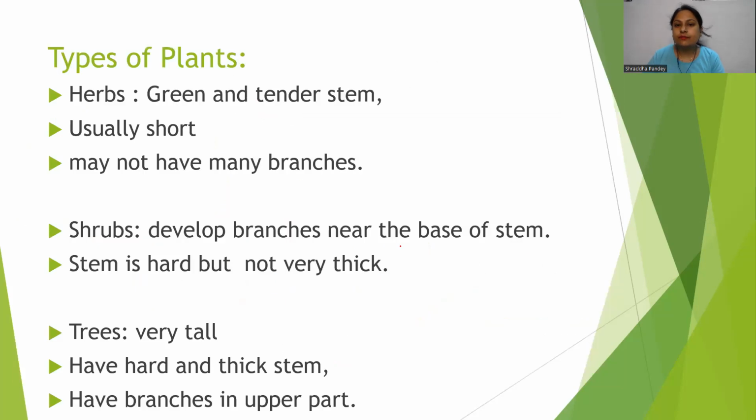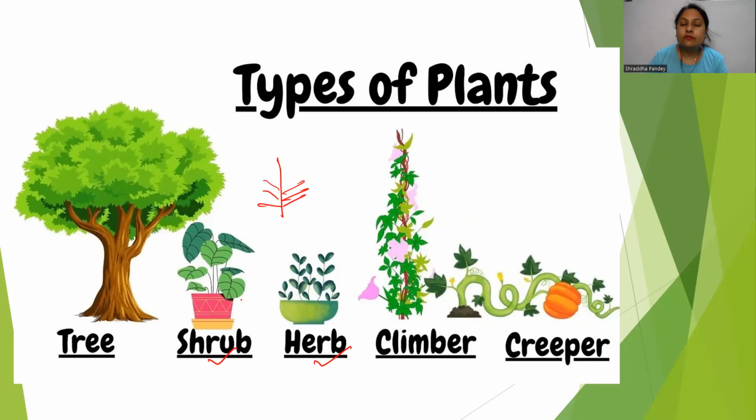Branches develop near the base of the stem. It is hard, but not very thick. You can bend it also. So that is a shrub. Then the very tall plants, those are trees.